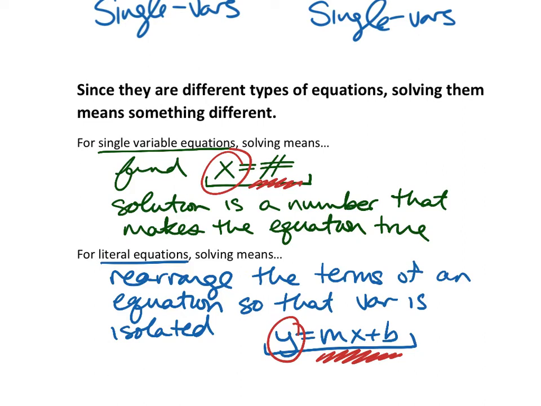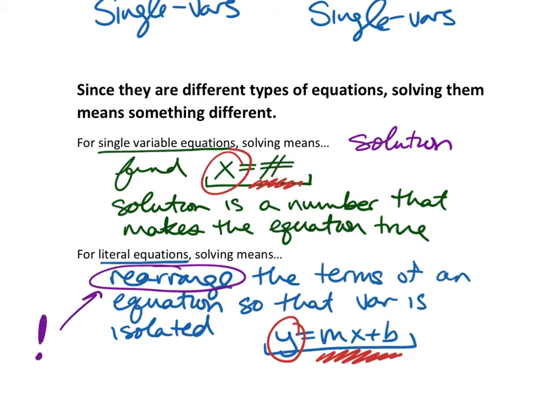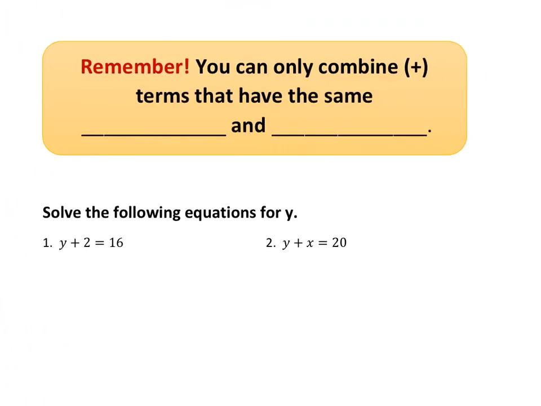So, single variable equations, you're finding a solution. For literal equations, all you're doing is rearranging the terms. That's the number one thing you need to know. Literal equations means rearranging the equations. So let's do some really short examples here just to see what I mean about the difference between them.